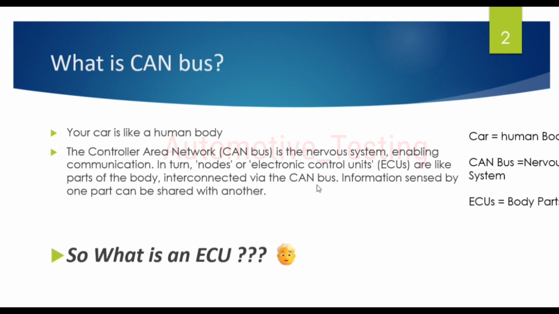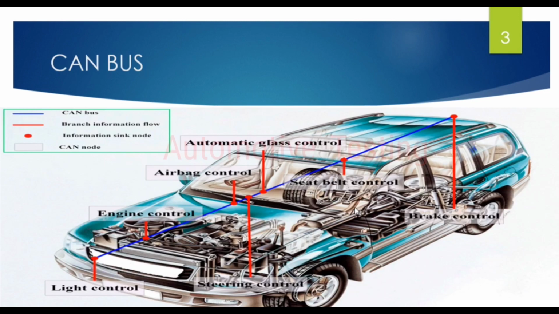So here, what is an ECU? With respect to this definition, it is a body part of the CAN. Here you can see in this image, ECUs are nothing but our nodes, that is airbag control, engine control, light control. Steering control, brake control, seat belt control, automatic glass control, rain sensor, which I have discussed in my previous videos. These are all ECUs. So here my question is, how many ECUs can a car support? You can mention your answer in the comment section if you know.